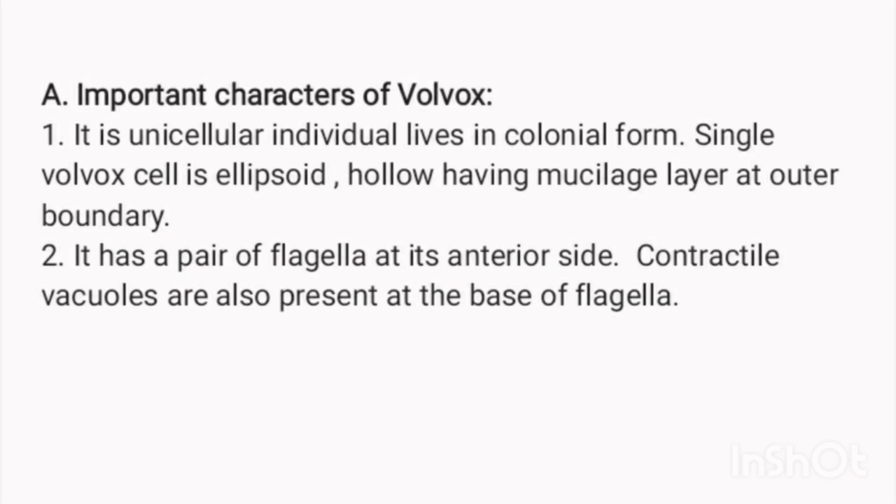A. Important characters of Volvox. 1. It is unicellular. Individual lives in colonial form. Single Volvox cell is ellipsoid, hollow, having mucilage layer at outer boundary. 2. It has a pair of flagella at its anterior side. Contractile vacuoles are also present at the base of flagella.